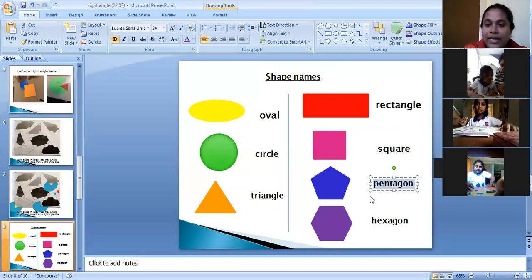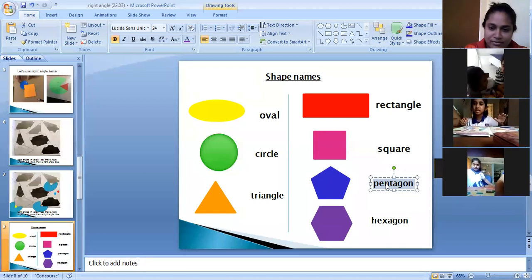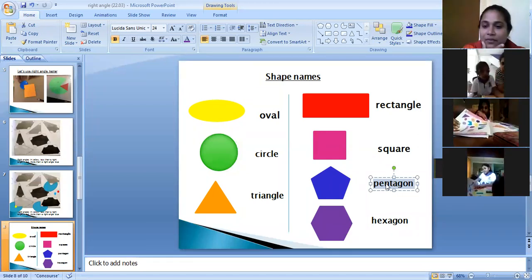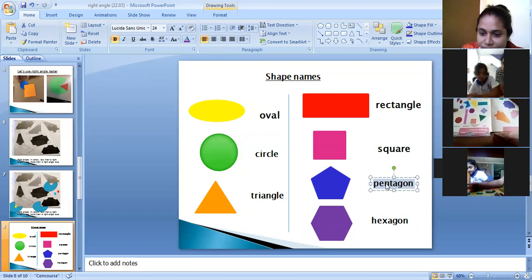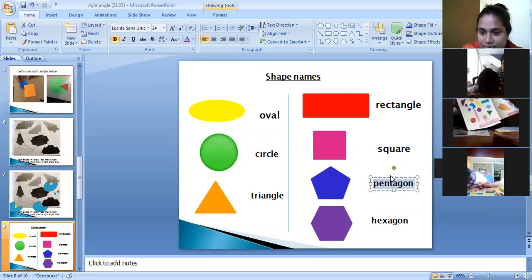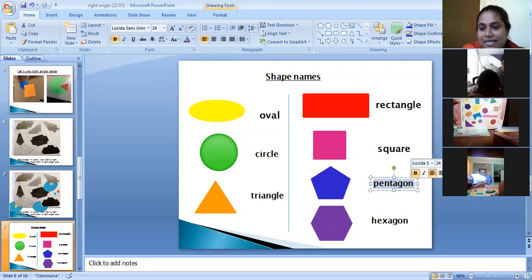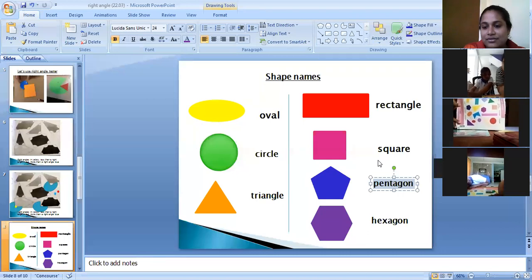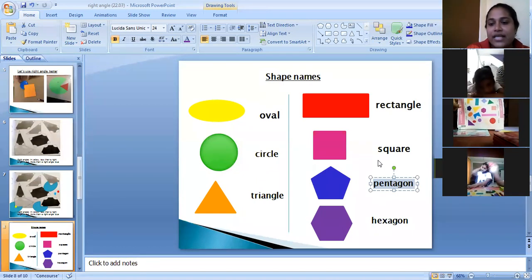Match them with the name pentagon. What are the colors? Tell me. Purple. Dark purple. No, that dark purple one is a hexagon, I think. Yes, this one is a pentagon. Only one blue one, teacher. Yes, only one. And one hexagon. One pentagon and one hexagon.